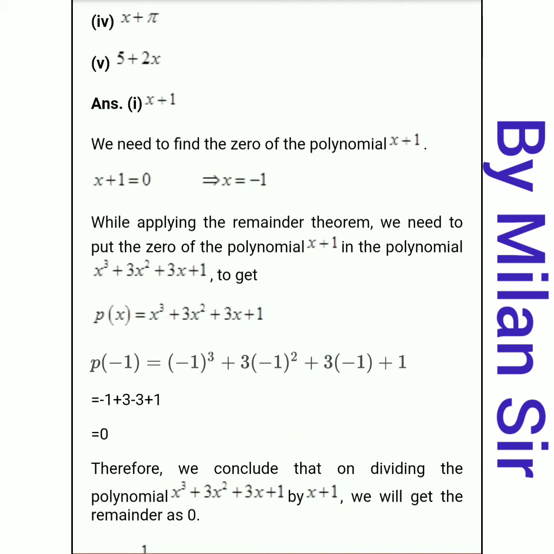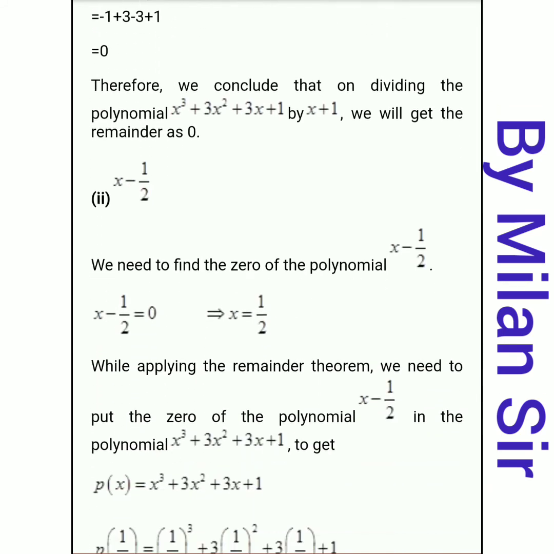Alternately, what we need to do is take g of x equal to 0, find the value of x, and put that value in p of x; you will get the remainder. First of all, take g of x equal to 0, find the value of x, put that value of x in p of x, you will get the remainder. Now we use this method. This is a very easy method.